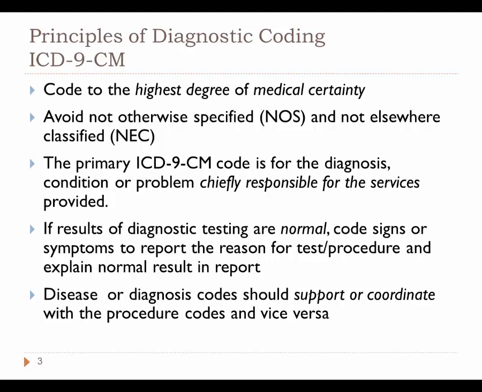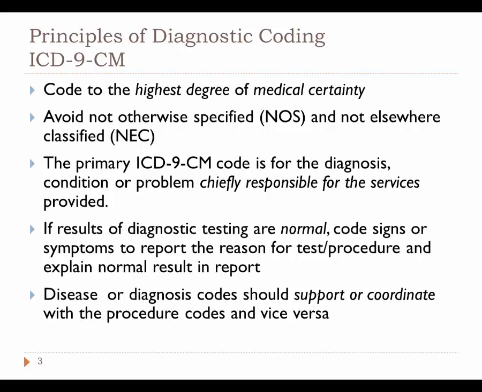Let's review the principles of diagnostic coding and then put them into practice. Coding to the highest degree of certainty means using a diagnostic code of 5 digits whenever possible. The ICD-9-CM codebook will indicate when you have to use additional digits. The primary ICD-9-CM code is for the diagnosis, condition, or problem chiefly responsible for the services provided. If results of diagnostic testing are normal, code signs or symptoms to report the reason for the test or procedure and explain the normal result in the report.